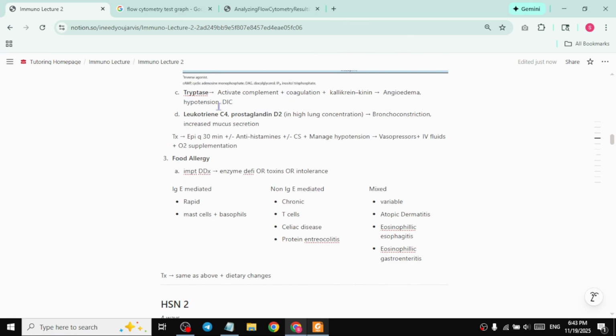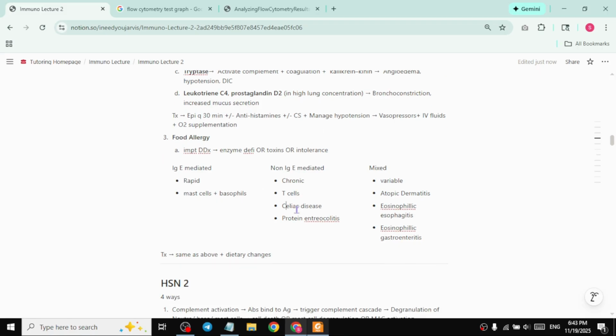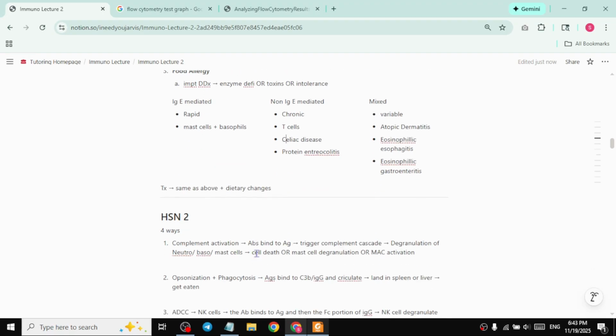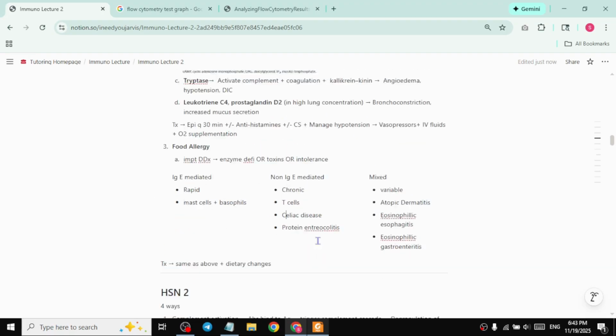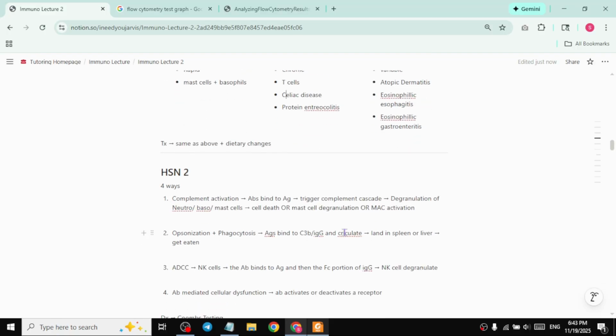Usually the treatment is the same as for most of this, right? You want to maintain the vasopressors and all of that. Give them epinephrine, antihistamines, corticosteroids, and then look for dietary changes and lifestyle modifications. All right, so I hope everyone understands type 1 hypersensitivity.